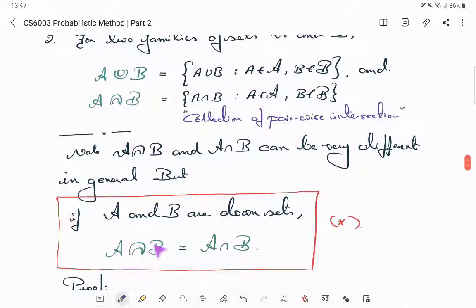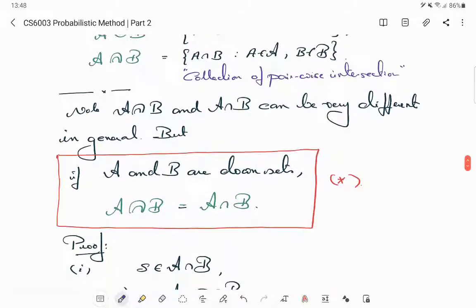Okay, so I claim that if both A and B are down sets, I am not going to repeat its definition, then A double intersection B, the collection of pairwise intersections, is nothing but the intersection of the two families, the classical intersection of the two families. This only collects those sets which are in both the families, both in A and in B. Okay, the proof is straightforward.